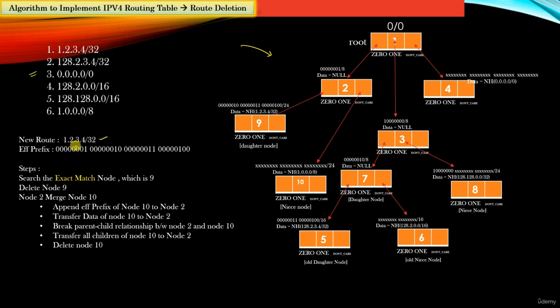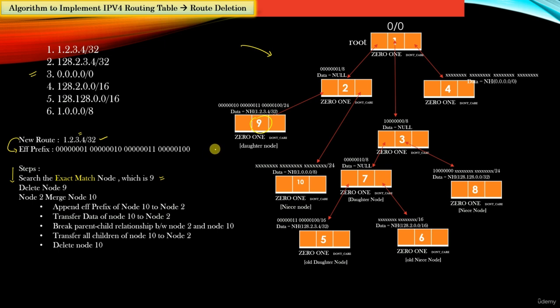So we want to delete the route 1.2.3.4/32 from this M-trie data structure. The very first thing we will do is to compute the effective prefix of this route. Now let us go through the steps of route deletion. First, execute the route search algorithm and locate the leaf node which stores the data for this route 1.2.3.4/32. The exact match route search algorithm gives us node number 9.